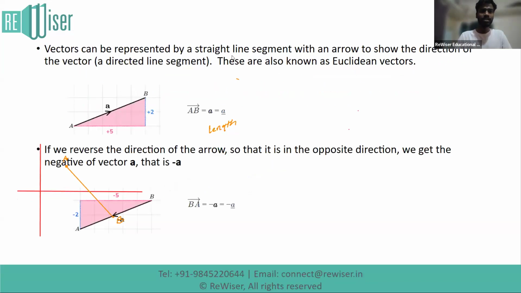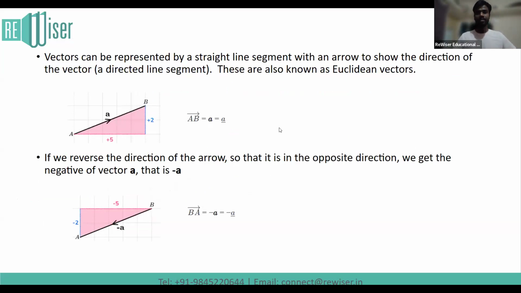Next, how do we denote a vector? If I talk about A to B, we denote it with the vector A, with an arrow at the top. Of course, here they have mentioned it in bold letters, but while writing it, we cannot differentiate bold letters from normal letters. So here it has to be vector A itself.